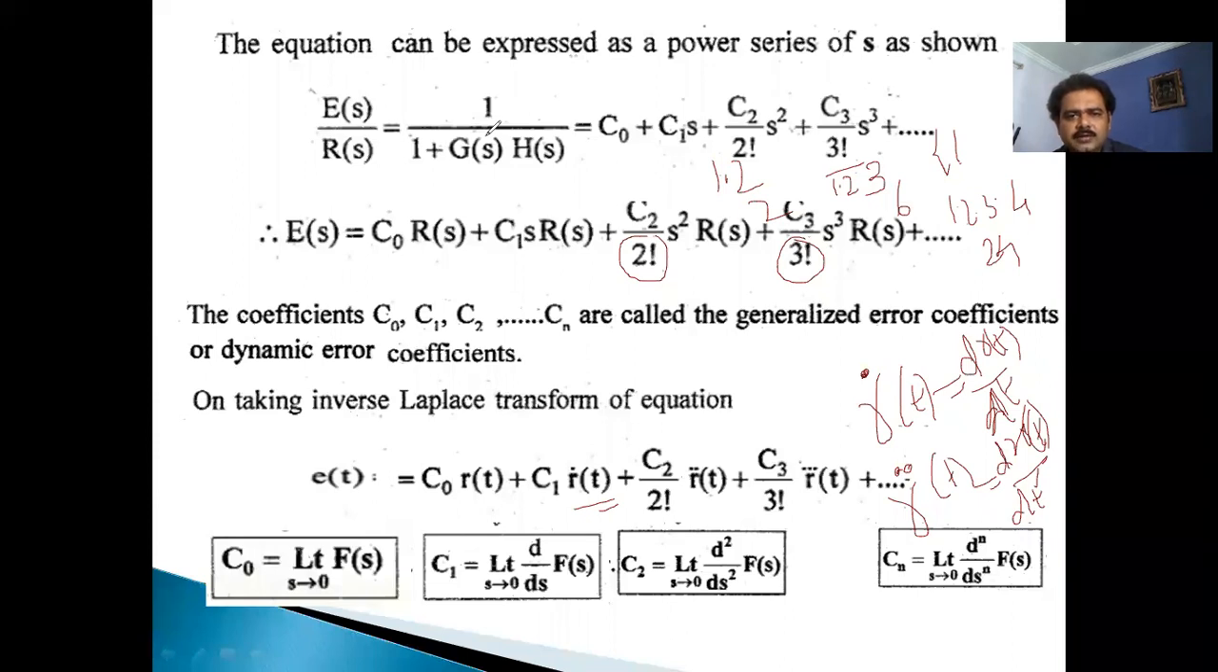Okay, is it clear? So this r dot indicates derivatives, and here this exclamatory mark indicates factorial. Okay, any doubts?